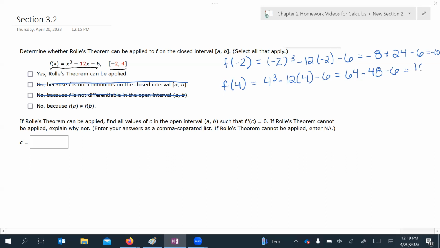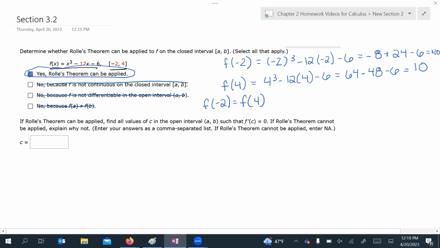And for that, we get a +10. The last one being a +10, I need to fix that. So we have f of -2 equals f of 4. So that last criteria, f of a does in fact equal f of b. Thus, all of these criteria are met, and we can confidently check, yes, Rolle's theorem can be applied.